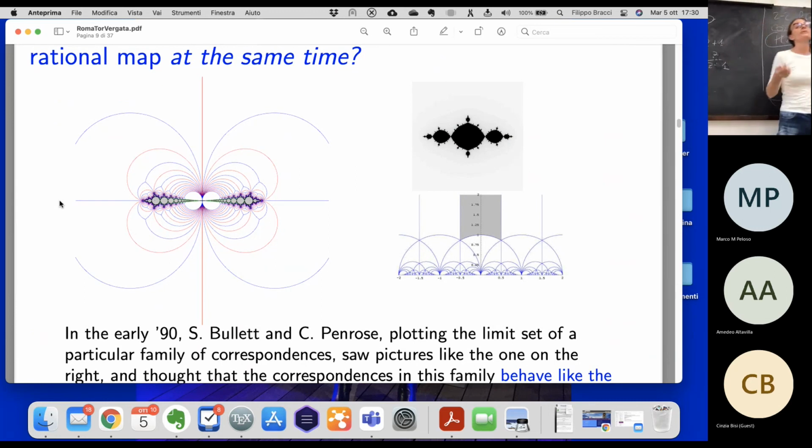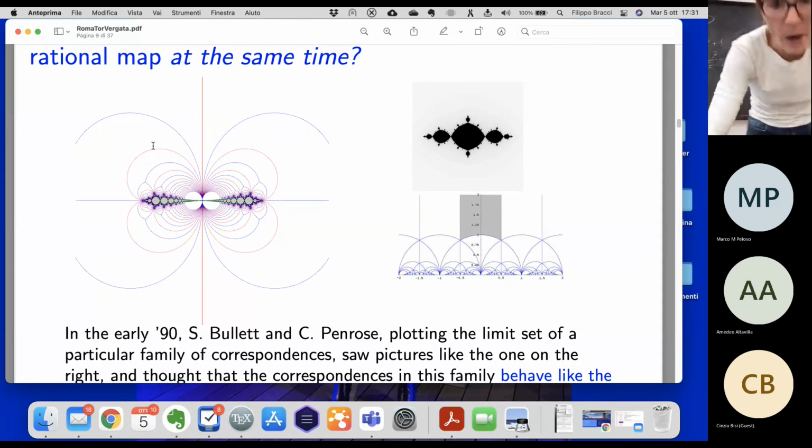And this question started to be investigated in the 90s when Shaun Bullett and Chris Penrose started plotting the limit set of a particular family of holomorphic correspondences, which I will present later, and started seeing limit sets like the one you see here in the picture. This looks like two copies of a Filled Julia set attached together, and outside, the tessellation of the modular group. Here you see something like this tessellation outside. This is what the picture seems to be.